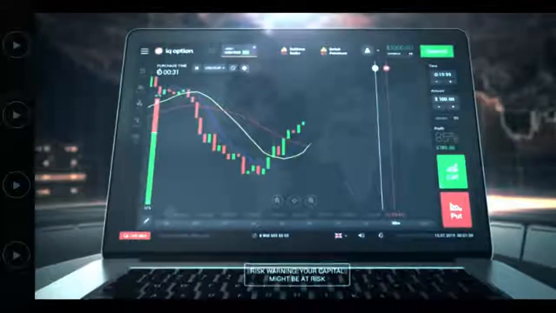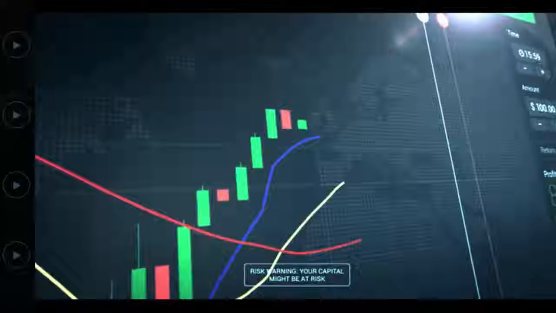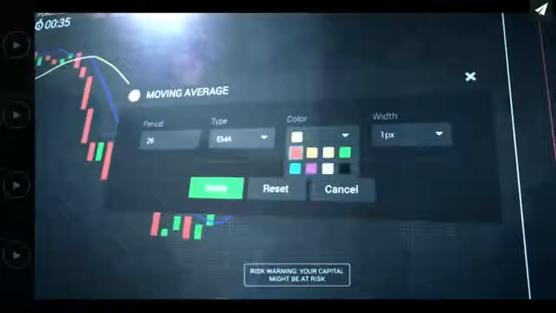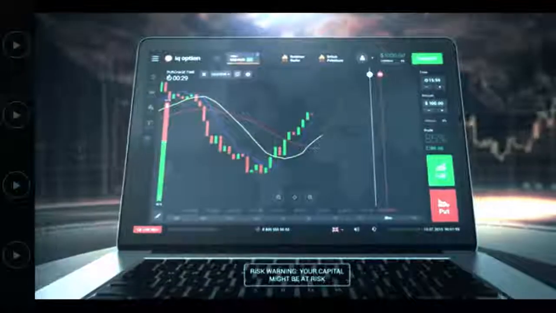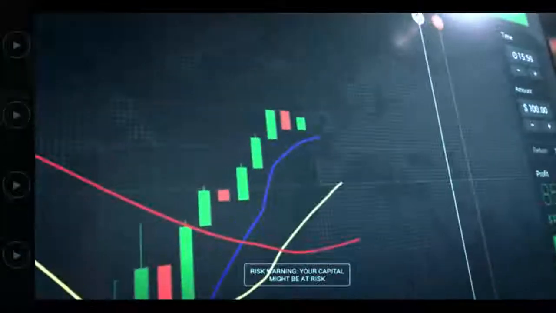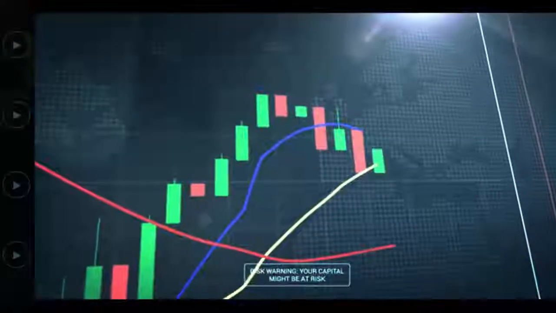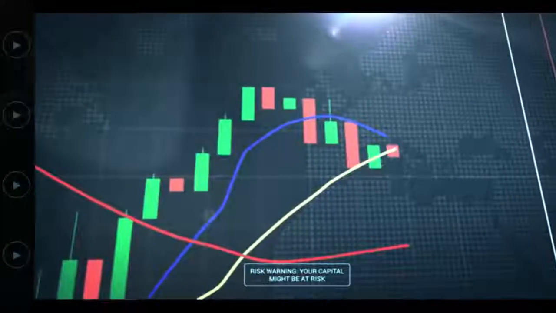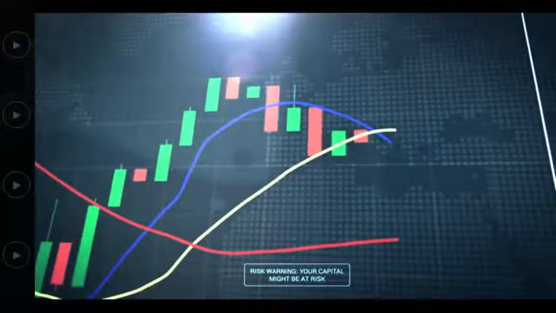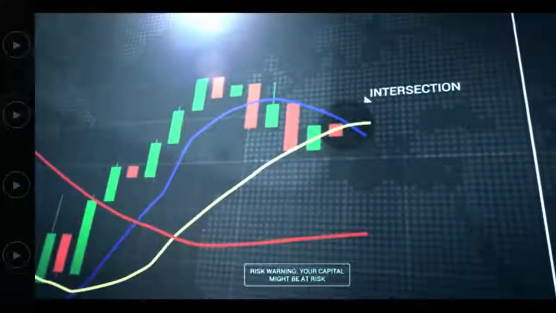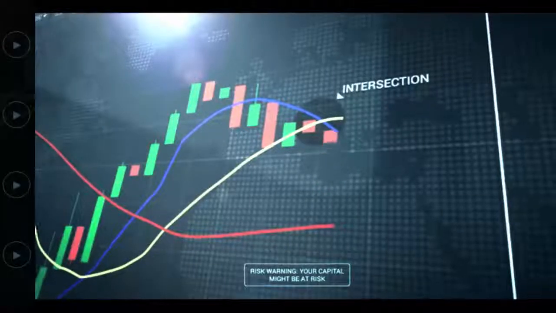Many participants believe that there exist the following powerful signals of asset price decline. Blue line with the period of 6 is above all others. Yellow line with the period of 14 is under the blue line. Red line with the period of 26 is below all others. The intersection of the blue line with the period of 6 and the yellow line with the period of 14 is, for most traders, the point of access onto the market and of purchasing the option.